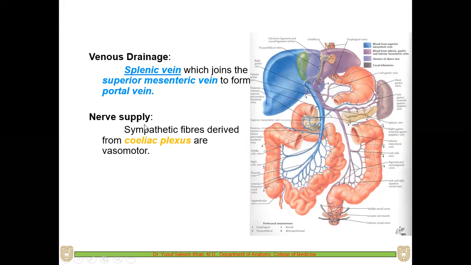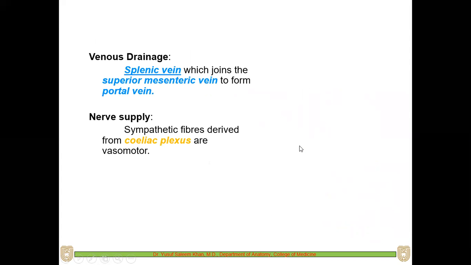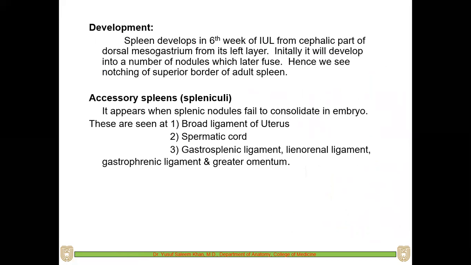Coming to the nerve supply, it is by the sympathetic fibers derived from the celiac plexus, because everything is coming from the celiac. This is the celiac trunk, and beside that will be the celiac plexus, which is vasomotor.